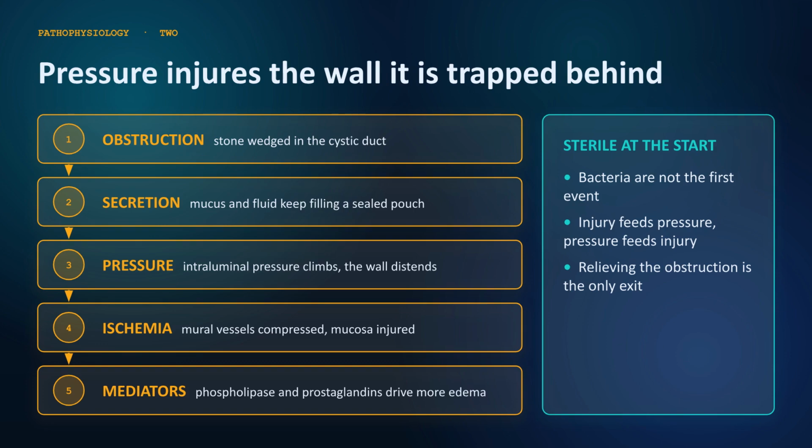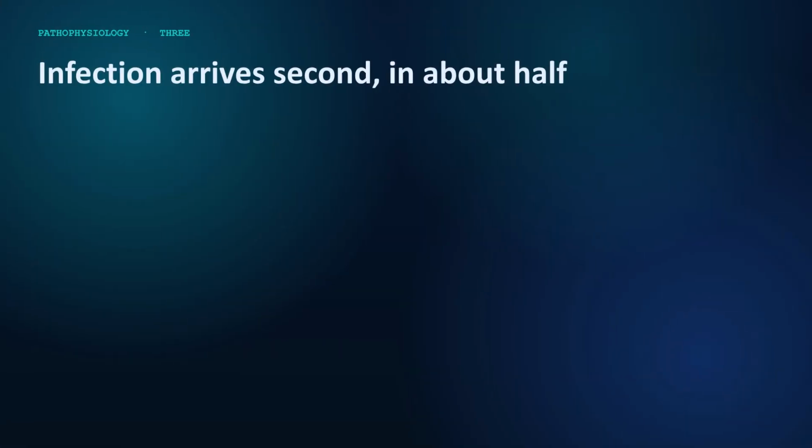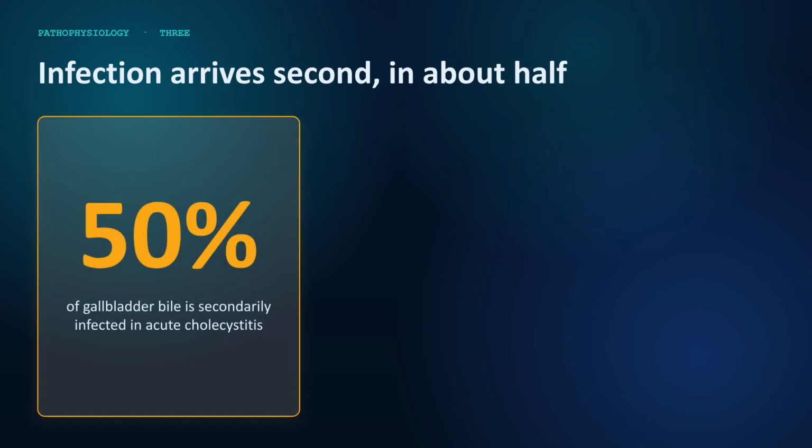All of this is sterile at the start. This is also why fluids and antibiotics alone stall. Nothing in that loop is interrupted until the duct is opened or the gallbladder comes out. Here is a point residents often get backwards. Acute cholecystitis does not begin as an infection. It begins as a mechanical and chemical injury behind an obstruction. Bacteria are cultured from the bile in only about half of cases. They arrive second, after the wall is already damaged.